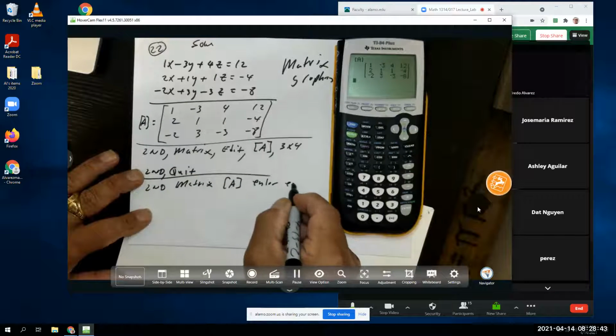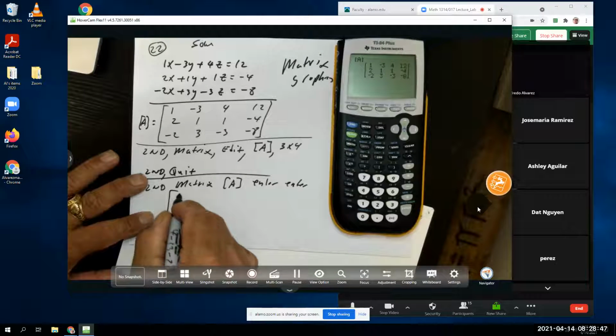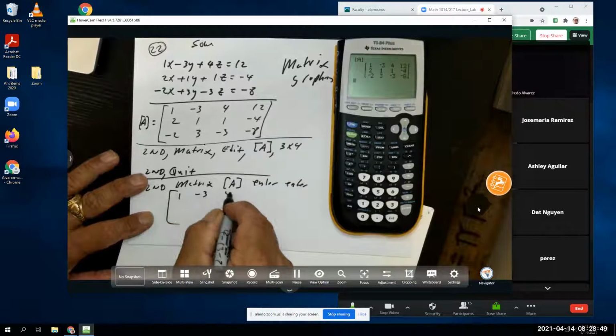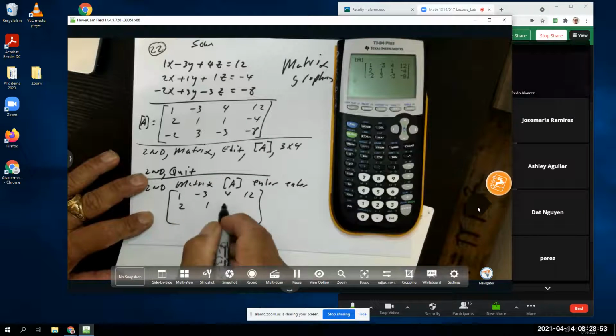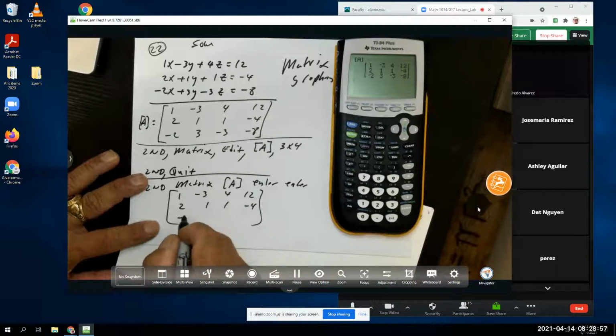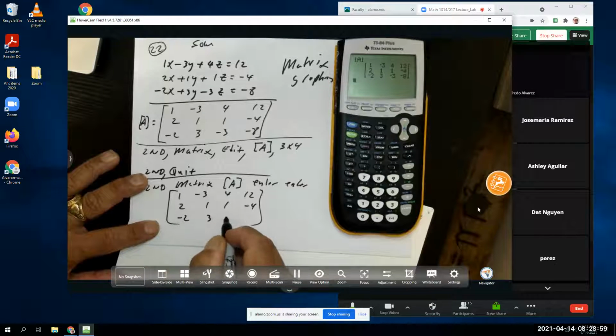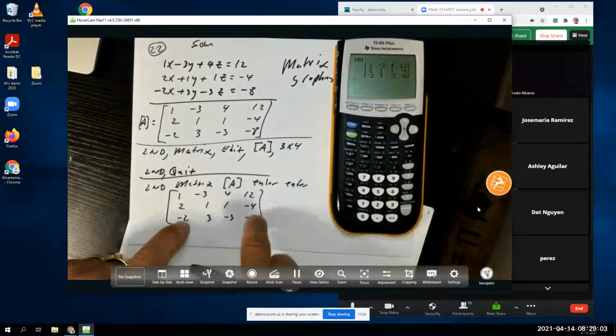All right, what you should see right now in front of you is exactly the same numbers. You should see 1, -3, 4, and 12. You should see 2, 1, 1, and -4. And you should see -2, 3, -3, and -8. You should see all these numbers right here.